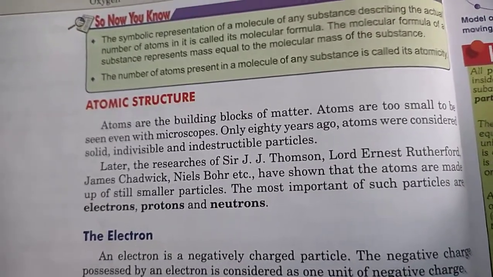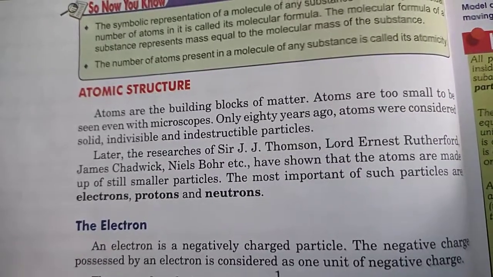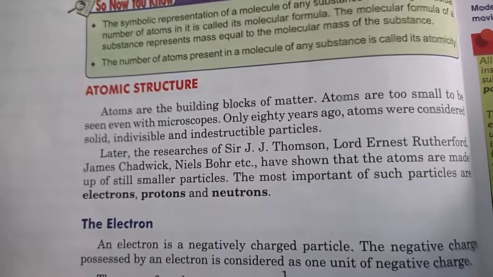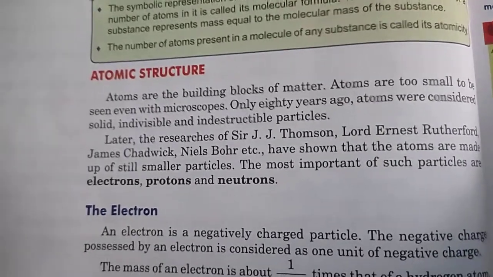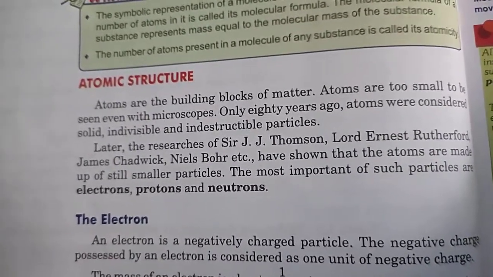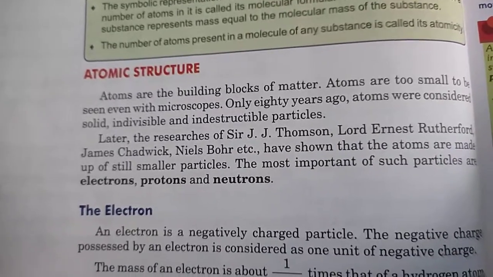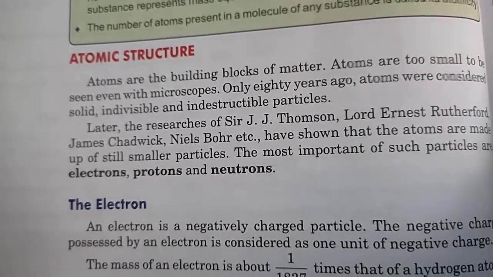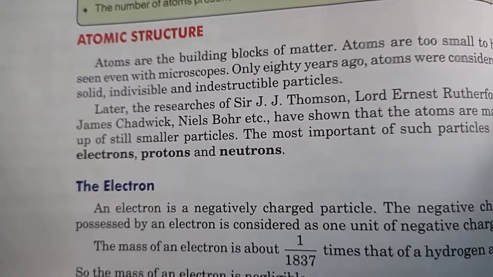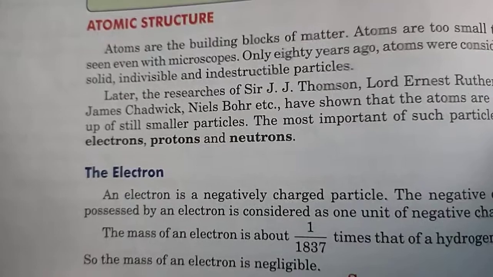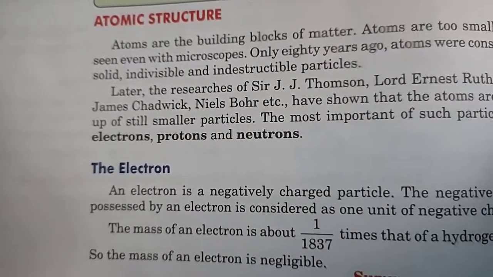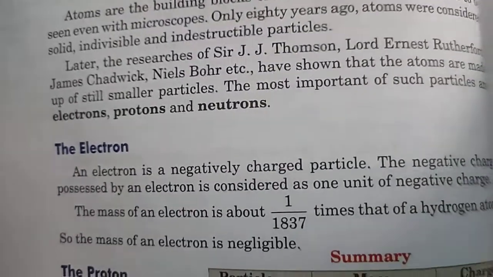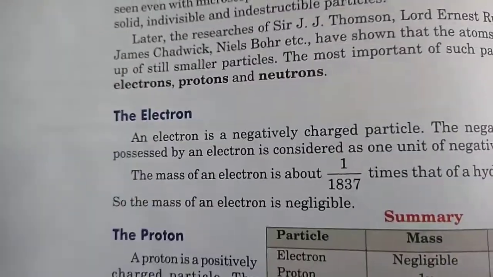But later, some famous scientists have shown that atoms are made up of still smaller particles, meaning they can be divisible, and such particles they named electrons, protons and neutrons. So these are the subatomic particles. Subatomic means what? It means atoms can be divided further into electrons, protons and neutrons. Now let's study this one by one.